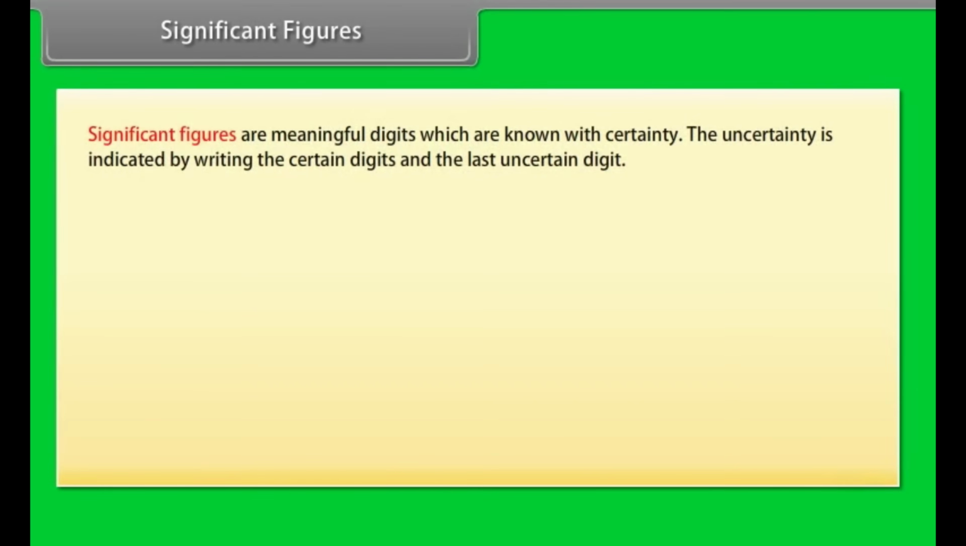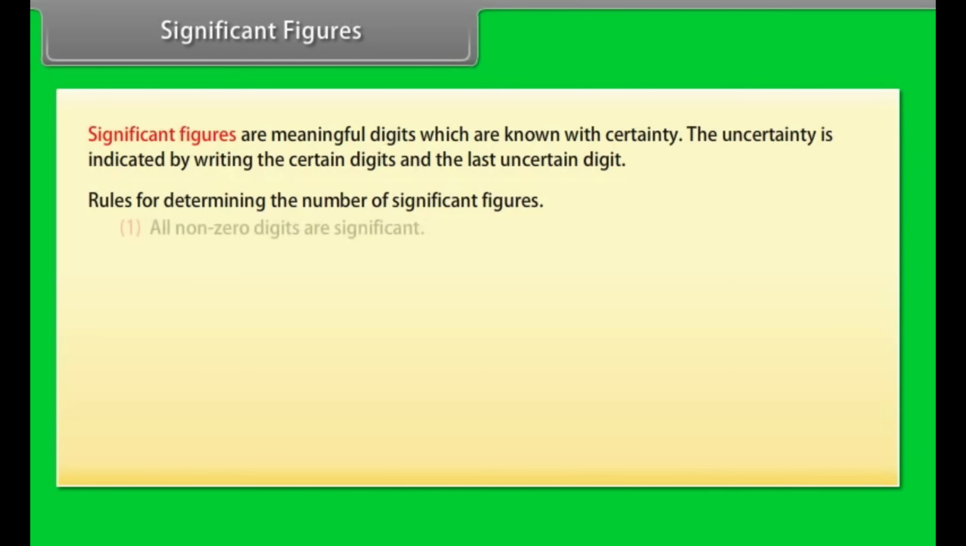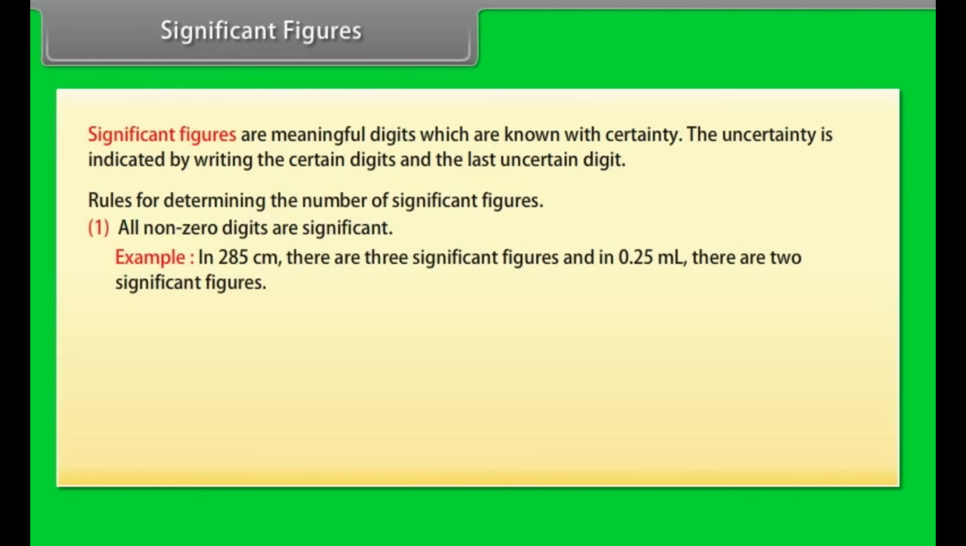Significant figures. Significant figures are meaningful digits which are known with certainty. The uncertainty is indicated by writing the certain digits and the last uncertain digit. Rules for determining the number of significant figures. All non-zero digits are significant. Example: In 285 centimeter, there are 3 significant figures, and in 0.25 milliliter, there are 2 significant figures.